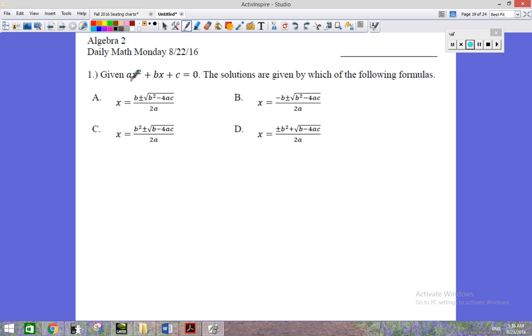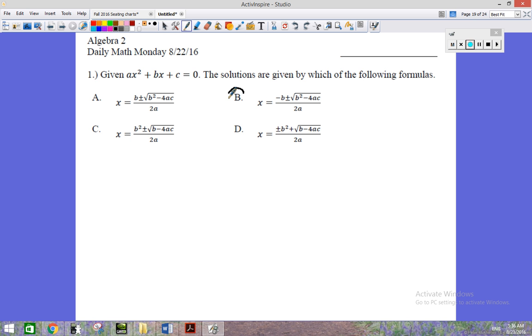So we have this quadratic equation, ax squared plus bx plus c. We refer to that equation as written in standard form when it's in descending order and equal to 0. You can identify a, b, and c given a specific problem, and then you can use the formula to find the solutions. But you have to know that formula, and so here's 4 choices.